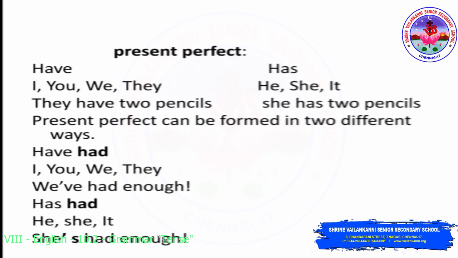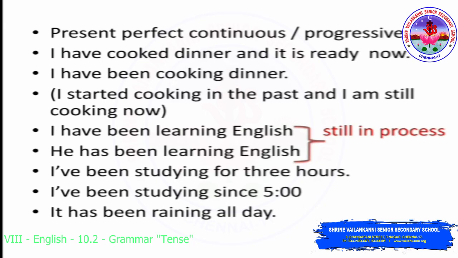Okay. And we use has had for third person singular, which is she, he, it. I am repeating it again for you to understand. And we use have had for all other subjects, which is I, you, we, they. Understood? So this is present perfect. And the same thing is followed in present perfect continuous. Now, talking about present perfect continuous, which means progressive. Yes, which is still going on.